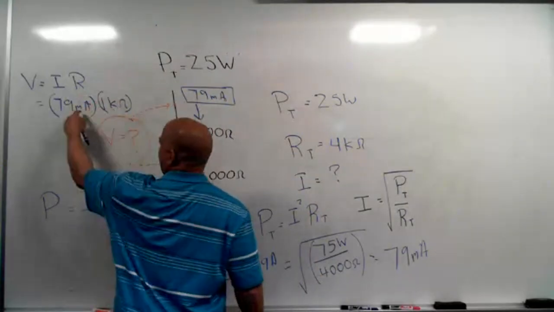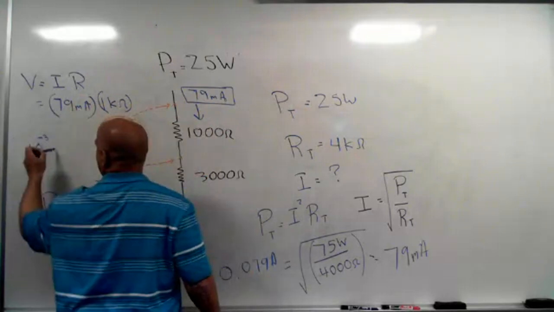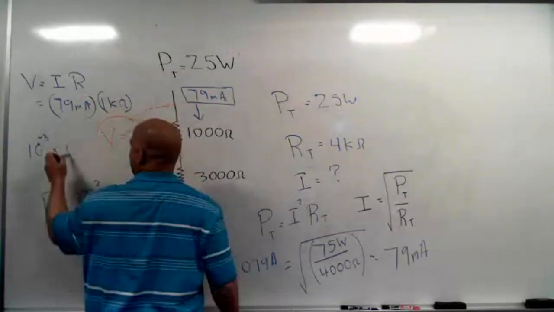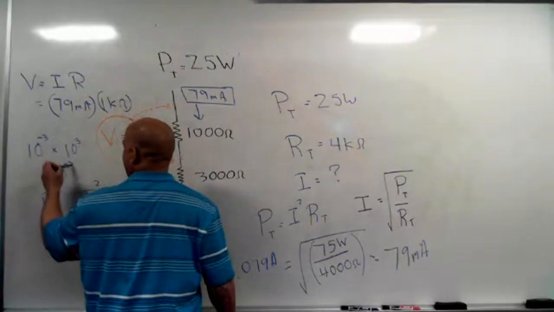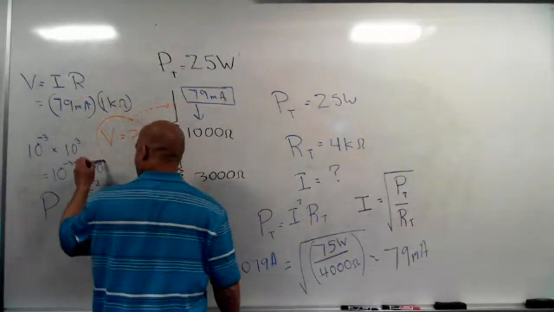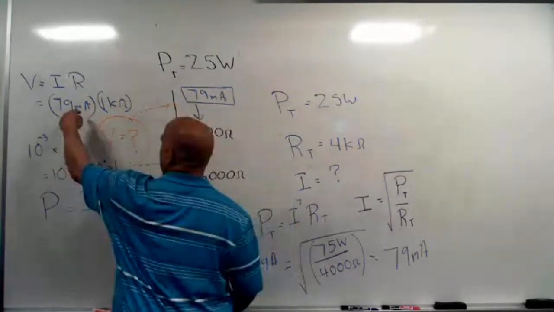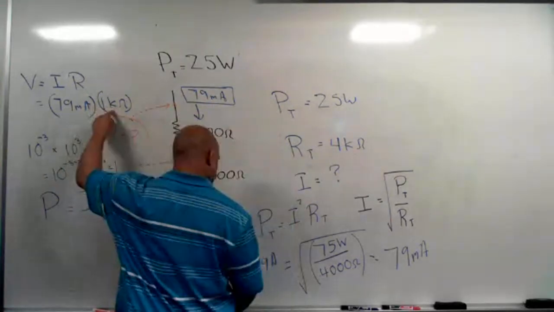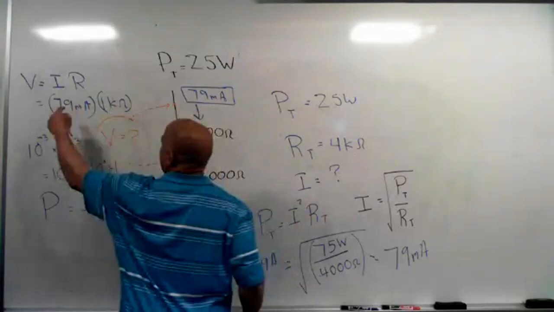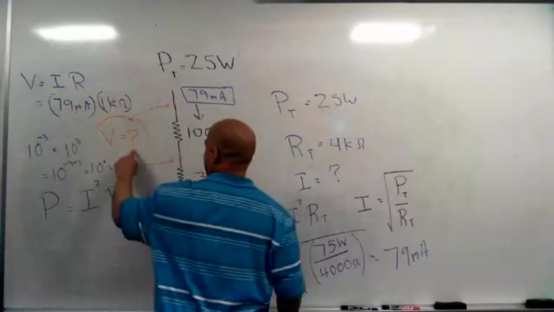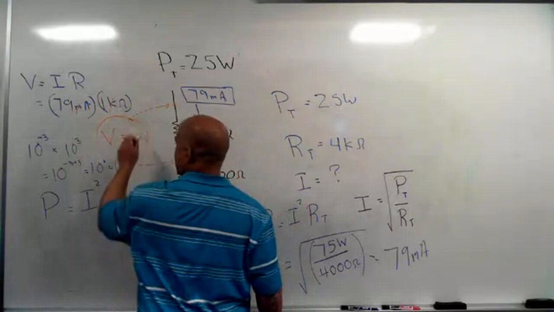The reason is, if you think about it, milli is 10 to the minus third. You multiply that by K, which is 10 to the third, and that's equal to 10 to the minus 3 plus 3, which is 10 to the 0, which is 1. So basically, if you have your current in milli and your resistance in K, you can just cancel these out because they equal 1. You can say I just got 79 times 1, which is, somebody already correctly said it, 79 volts.